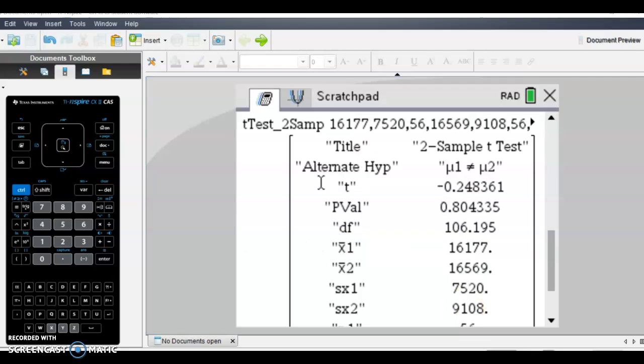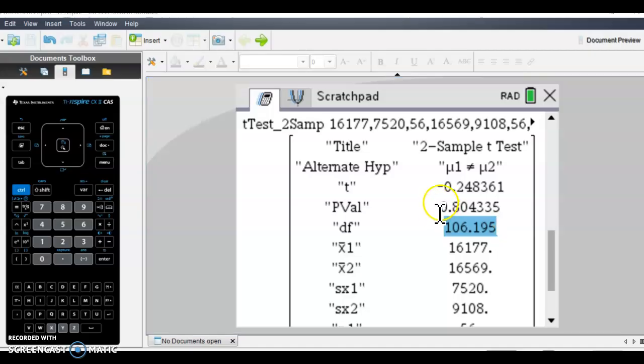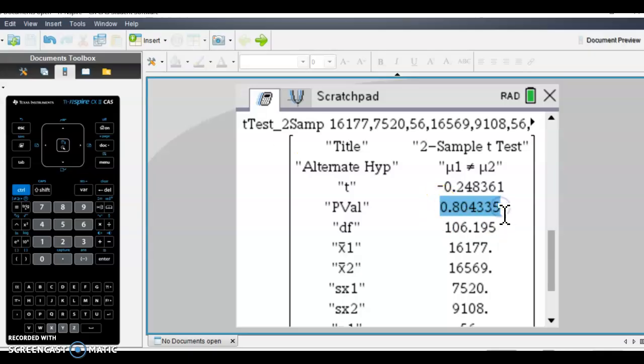So here's what the calc spits out. First of all, our t statistic, we have to make sure that we make note of this, is negative 0.248. We're going to use our calculator to report that, and then our degrees of freedom. Those are the two things that we need in order to finish up this do step. So let's go ahead and report those. And the other important thing we need is the p-value here. So the p-value of 0.804.